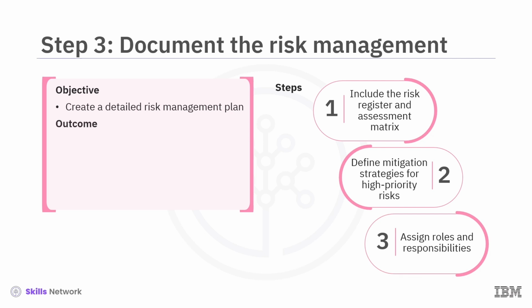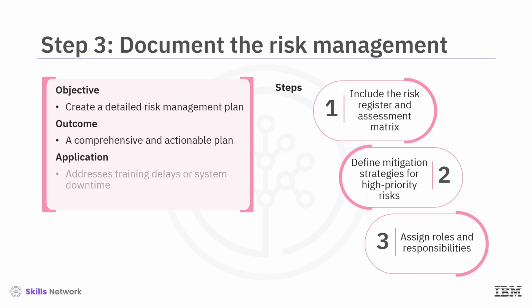The outcome of Step 3 is a comprehensive risk management plan that ensures all risks are addressed and stakeholders are aligned. This plan would include strategies to address delayed training or mitigate system downtime in the capstone project for Health First Care, ensuring the project stays on track.